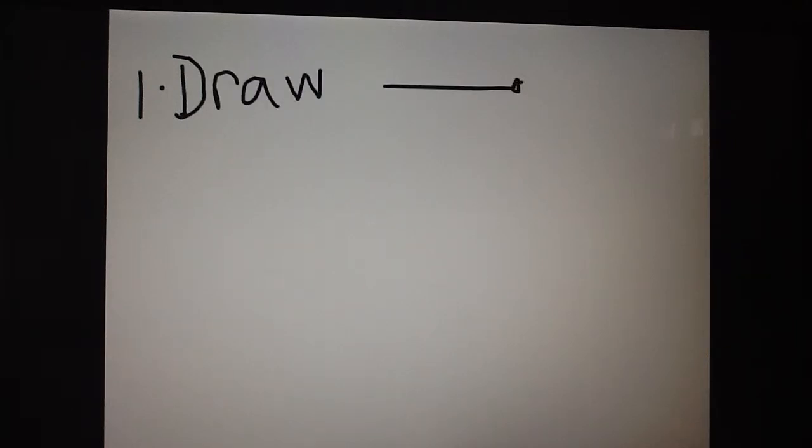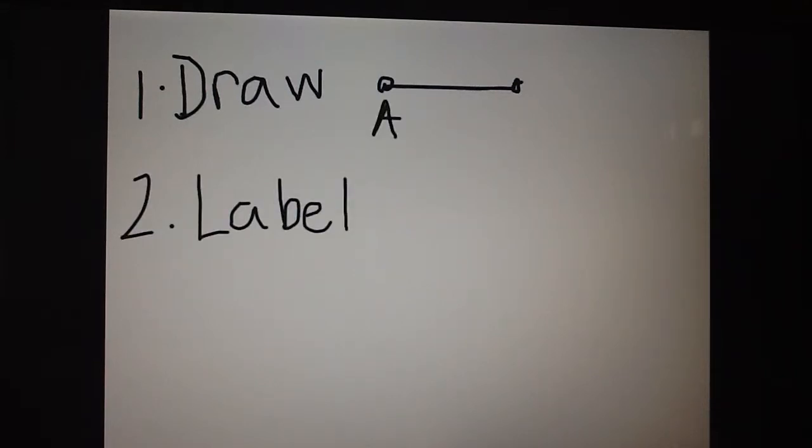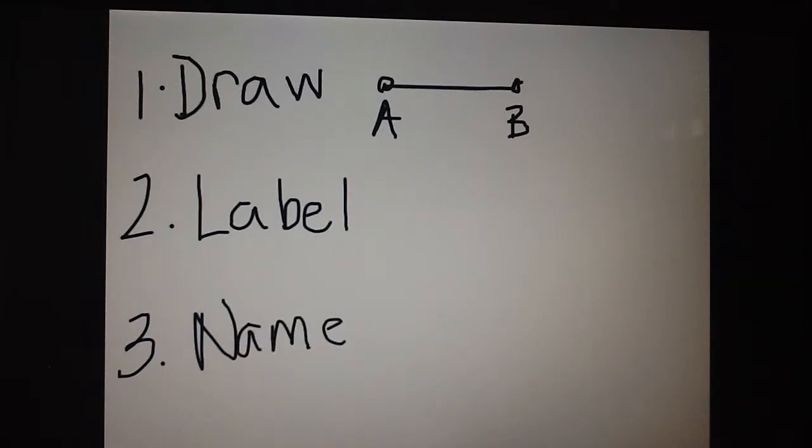Talking about drawing, labeling, and naming lines, line segments, and rays. All right, so first step, draw. Let's draw a line segment. Step 2, label. Let's label our line segment. Step 3, name. Let's name our line segment.